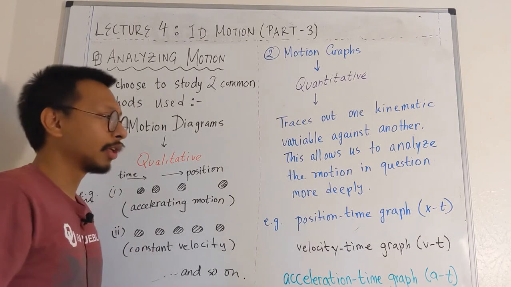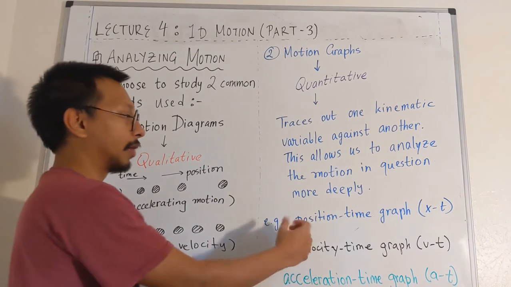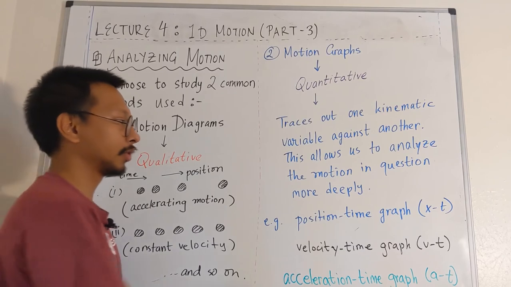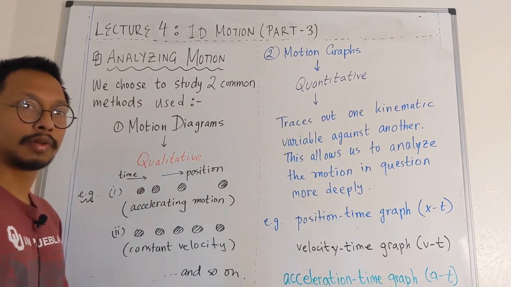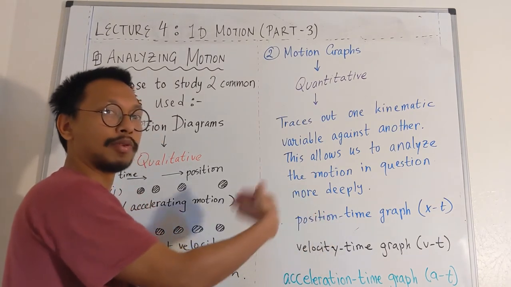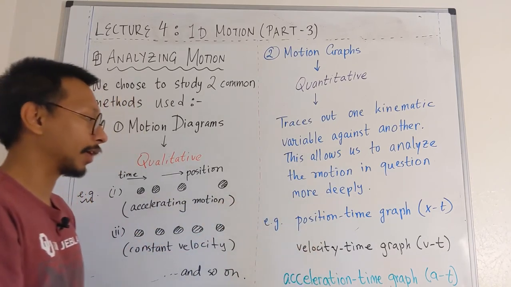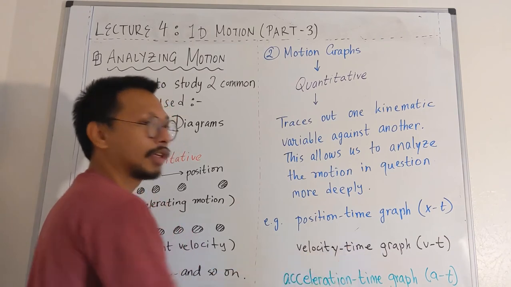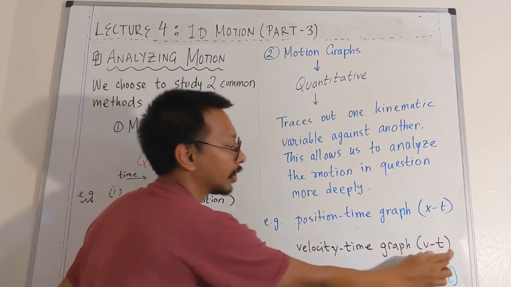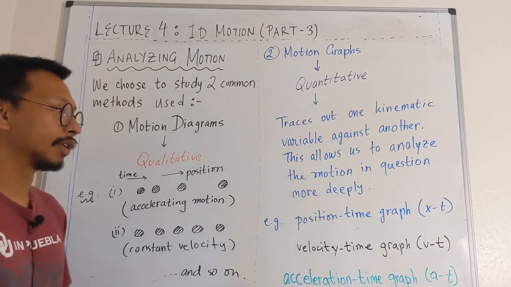We are going to study three types of motion graphs. Position time graphs. So the independent variable is on the horizontal axis and the dependent variable is on the vertical axis. Usually time is the independent variable, so always on the horizontal axis, while we want to see how position changes in time. So position is dependent on time, hence on the vertical axis. Similar to that, we have velocity time graphs, and we denote position time graphs by x-t. We denote velocity time graphs by v-t graphs, and also we have acceleration time graphs denoted by a-t.